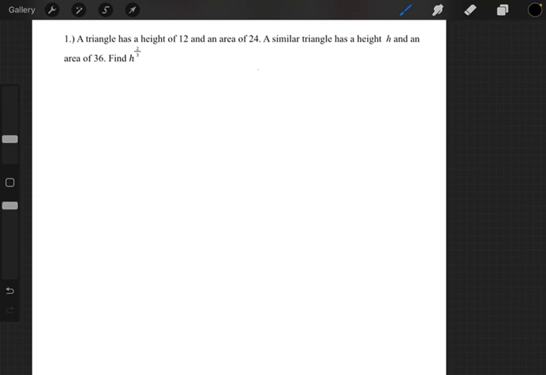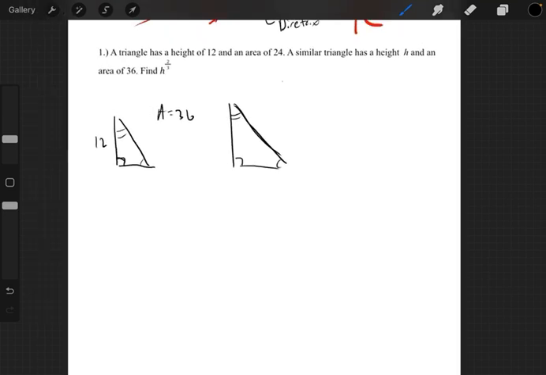So let's see. We've got a triangle of height 12. It doesn't actually matter what kind of triangle you draw, and I'll get to that in a second. Height of 12, area 36. Then you have a similar triangle, which means all the angles are the same. Let's say it's a right triangle, but it doesn't matter as long as all the angles are the same. Oh wait, no, the first area is 24, and the area here equals 36.